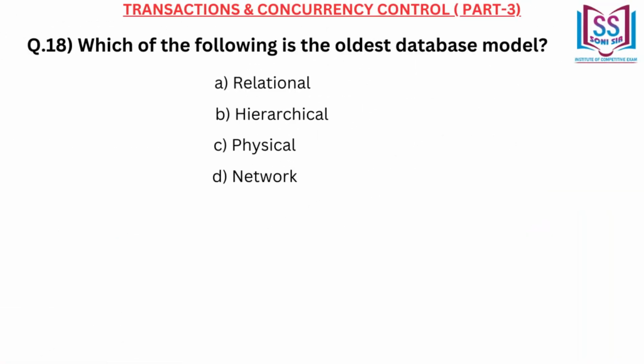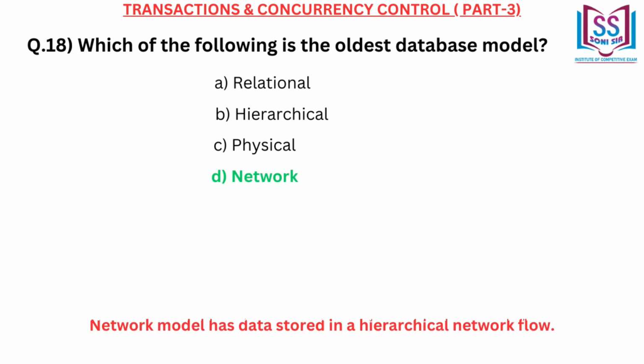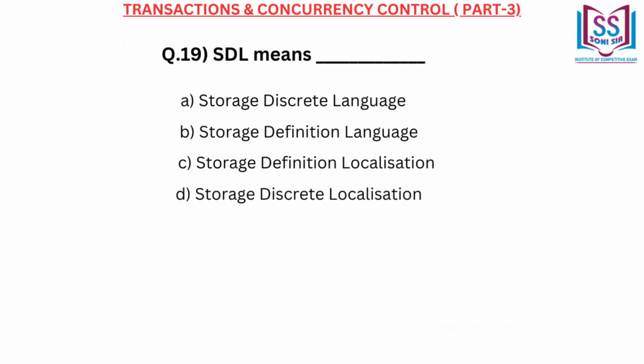Which of the following is the oldest database model? A. Relational. B. Hierarchical. C. Physical. D. Network. Correct answer, D. Network. Network model has data stored in a hierarchical network flow.